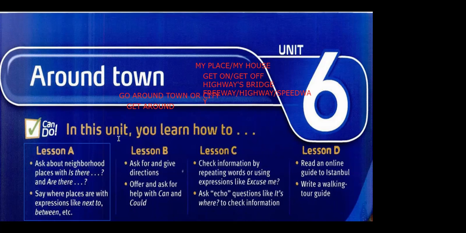Well, in this unit, we are going to learn how to give directions to people, right? Okay, let's see. Andrea, can you read lesson A, please? Lesson A, ask for and give directions. Offer and ask for help with can and could. Good. Kathy, lesson C, please. Lesson C, check information by repeating words or using expressions like "excuse me." Yes, as an echo. Questions like "it's where?" are used to check information, like when you are telling me directions, right?